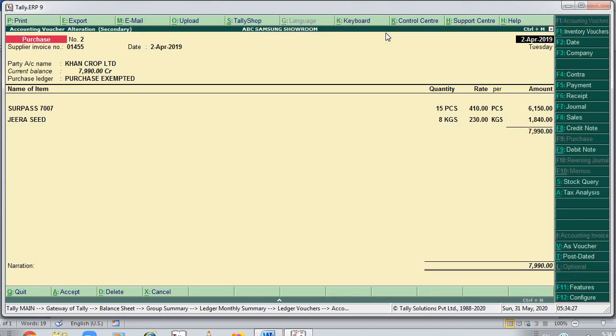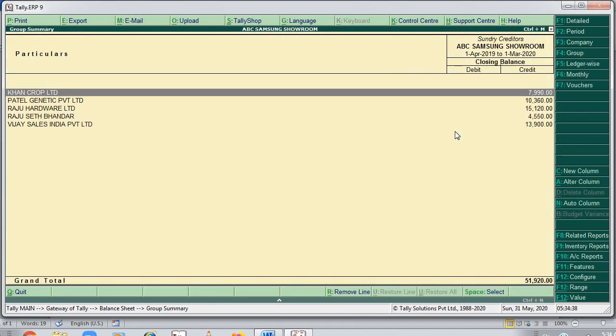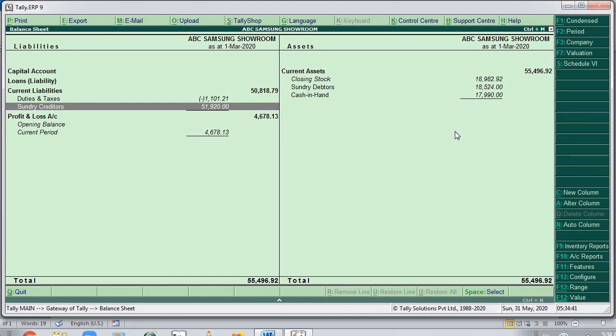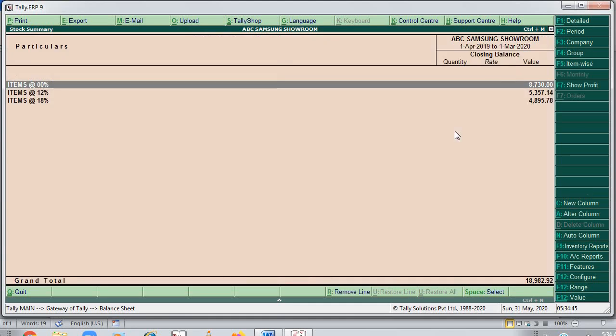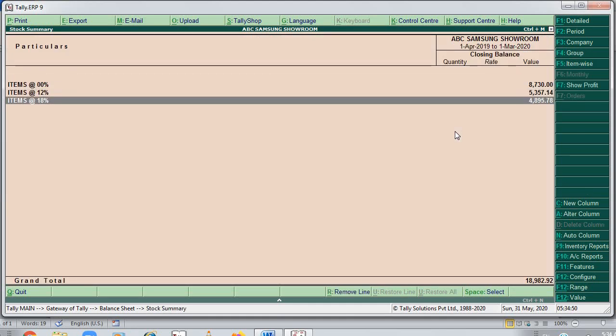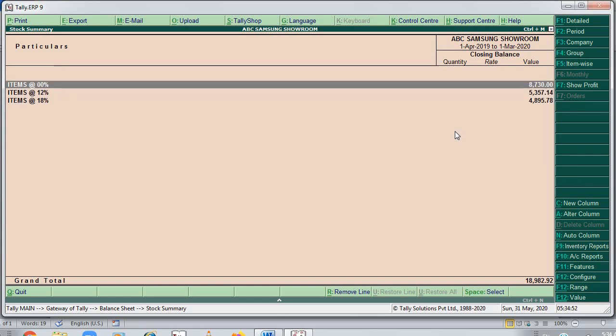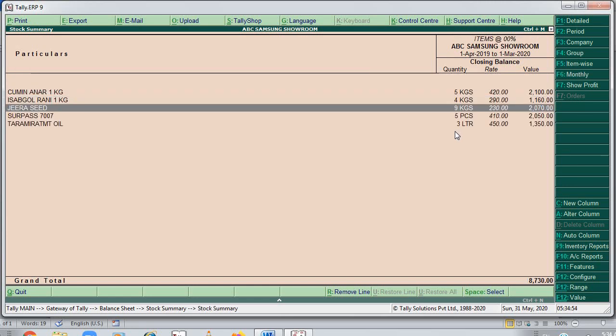I had purchased from Mr. Khan so much amount, like 15 pieces of surpass and 8 kg jeera seed I had purchased. So in Tally I can check each and every creditor and what amount I had purchased. Similarly, how much stock I am having, I'll click over here, how much item I am having in 0% duty, 12% tax and 18% tax. Let's say if I want to go inside, this much stock of 0% I am currently having. So I can check my stock also.